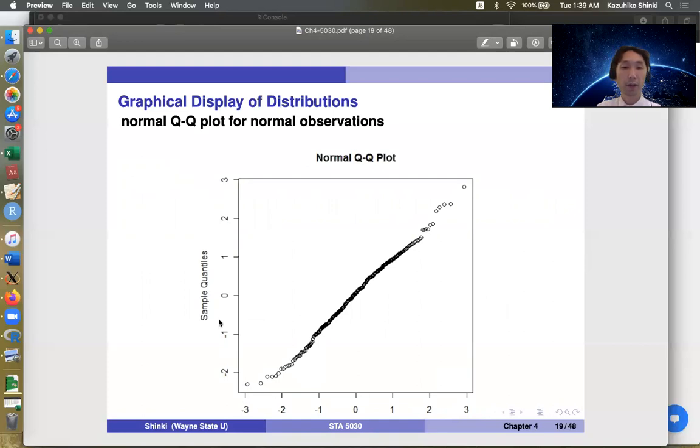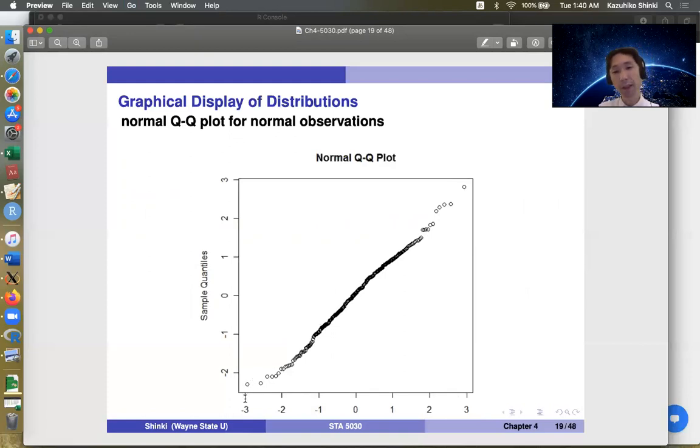The y-axis is the actual observations. Remember that the y coordinates are just the ordered observations, and the x coordinates are a kind of theoretical typical realizations, F inverse of 1 over 301 to 300 over 301. So the x coordinates of these 300 points are always the same. If you generate a different data set, still the largest one is around 3, the smallest one is around -3, the second smallest is maybe around -2.6, and so on.